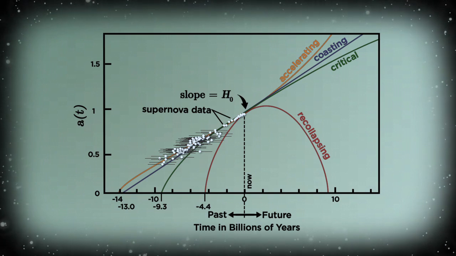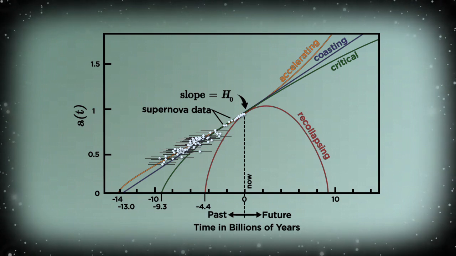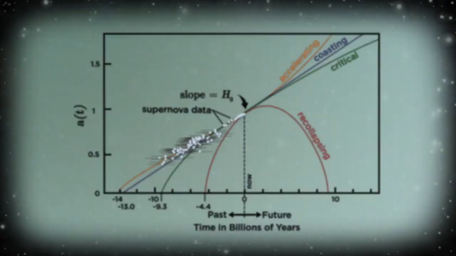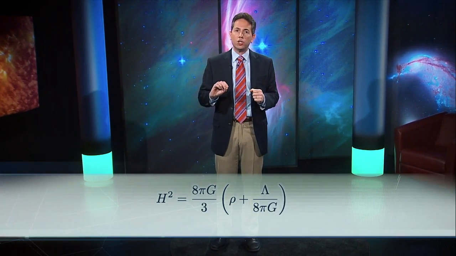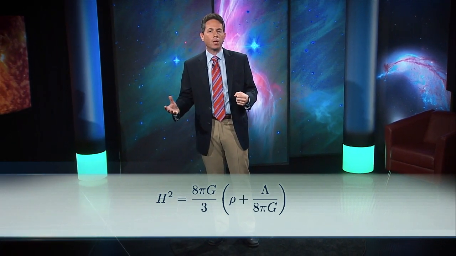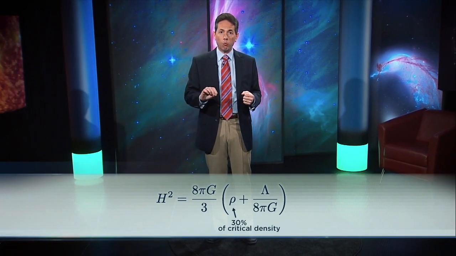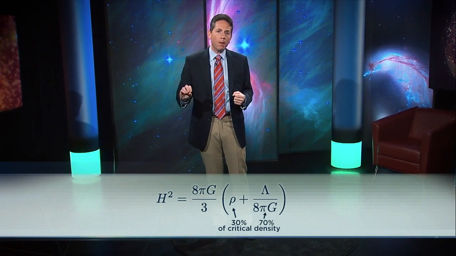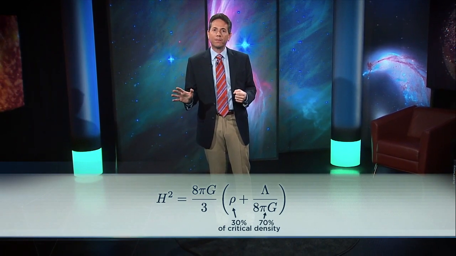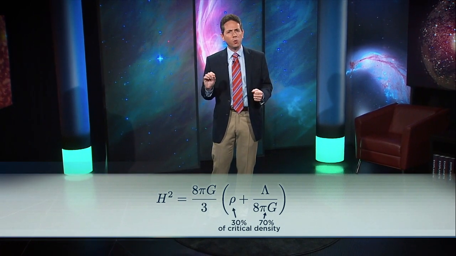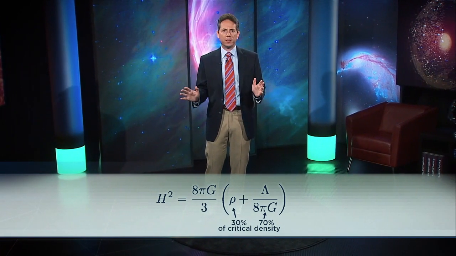It also explains how the universe can be spatially flat, even though the density of matter is less than the critical density. We saw earlier that in the Friedmann equation, lambda over 8 pi G acts like a density that gets added to rho. According to the data, the actual rho is 30% of the critical density, and that lambda term makes up the other 70%. So even though we don't understand dark energy, once we invoke it, everything fits together.